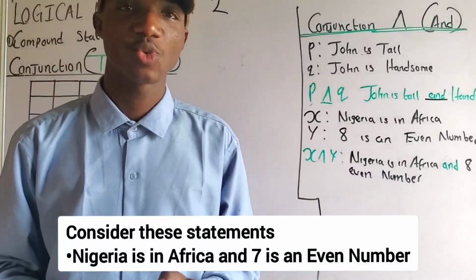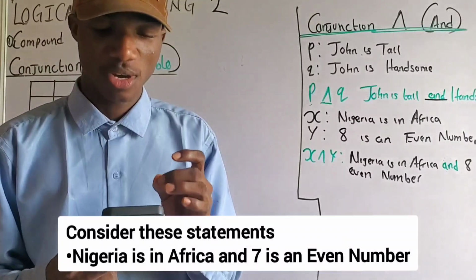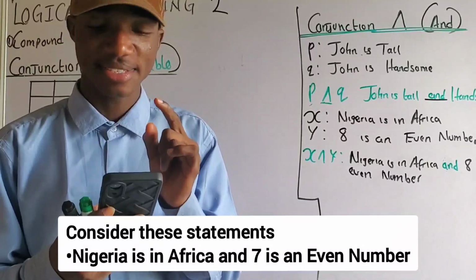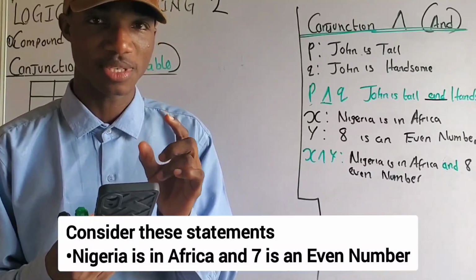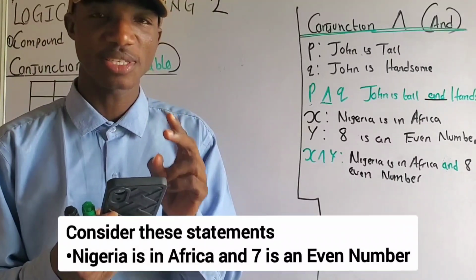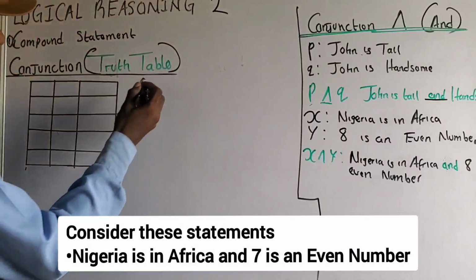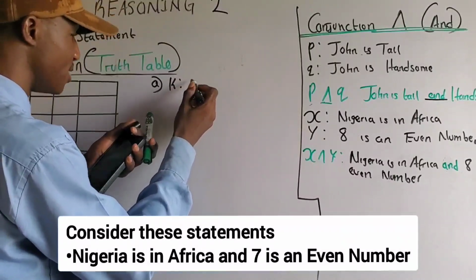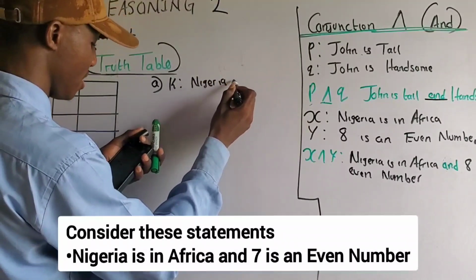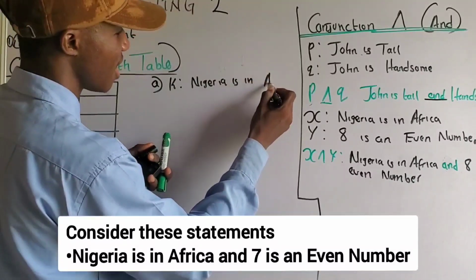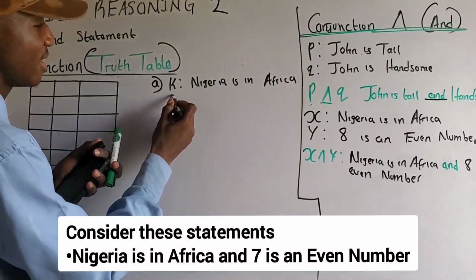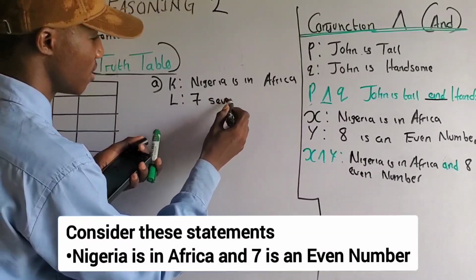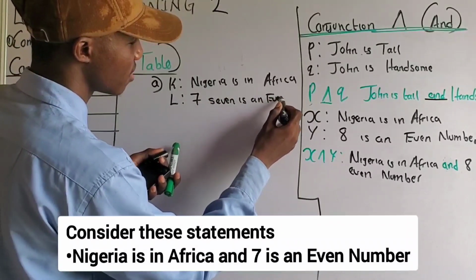Now I want you to look at the statements that you have on your screen. The first statement is: Nigeria is in Africa and 7 is an even number. Let K represent Nigeria is in Africa, and let us represent L as the second part, 7 is an even number.